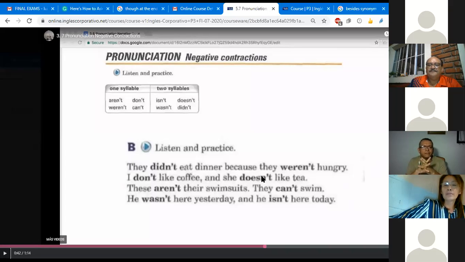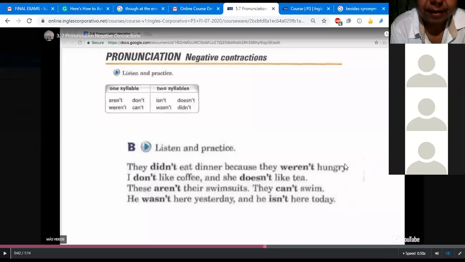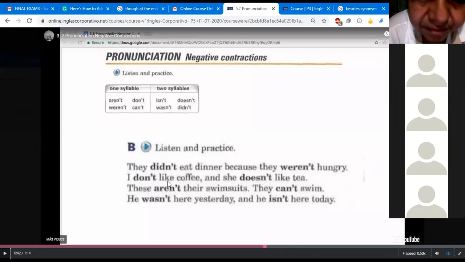One more for the first one. Lena? They didn't eat dinner because they weren't hungry. They weren't hungry. Okay, very good. Another one for this one? Tell me, Santos. I don't like coffee and she doesn't like tea. Okay. Tea. Okay, the next one.